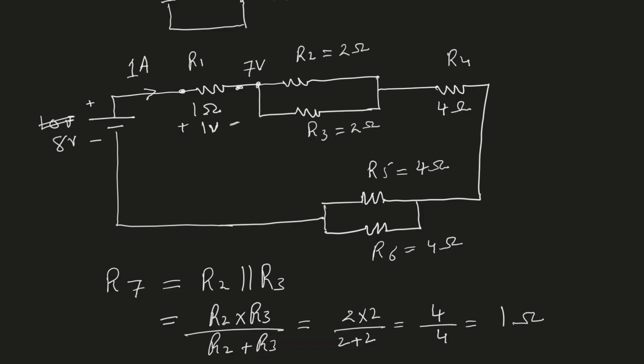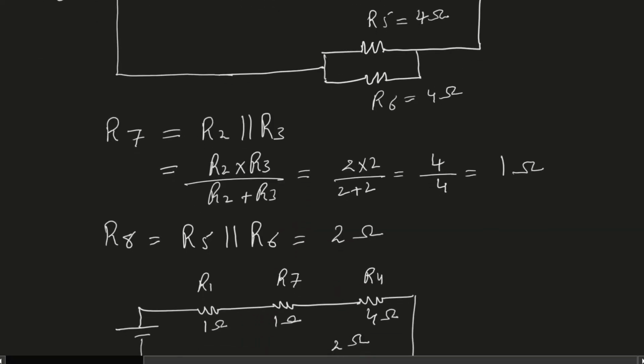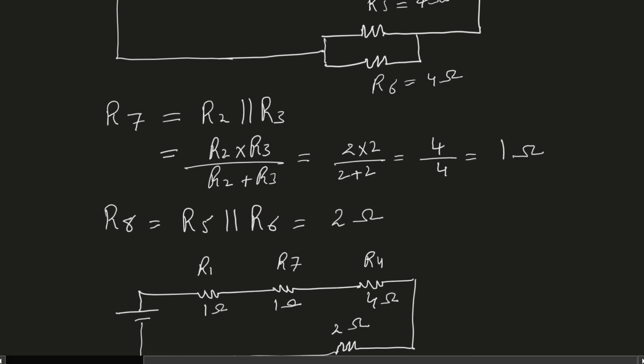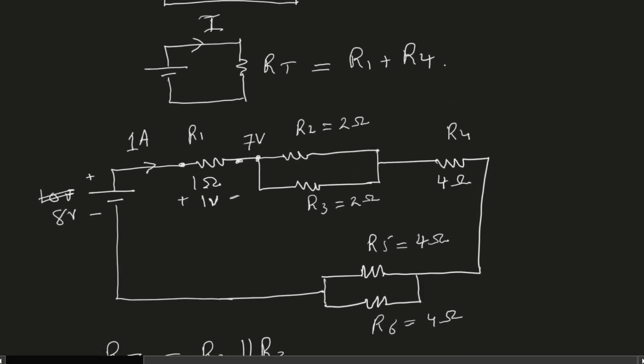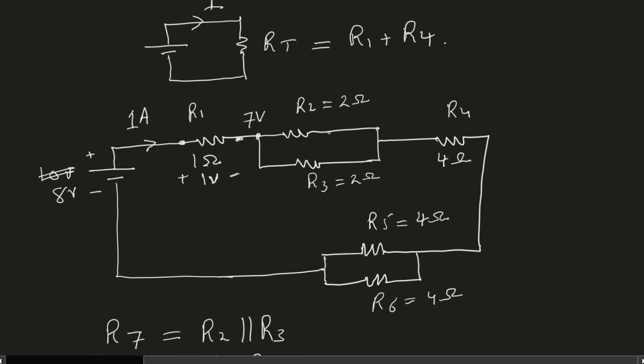All right. Now the parallel combination of R2 and R3 is R7, which is also equal to 1 ohm. So therefore R2 and R3 can be represented by R7, which is 1 ohm, and 1 ampere flowing in 1 ohm will cause a voltage drop from this point to this point of 1 volt. All right. So this means that over here, I should be left with 6 volts.